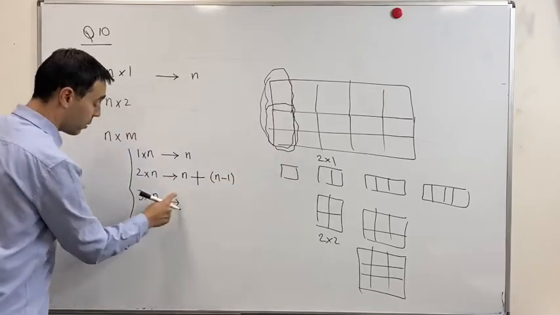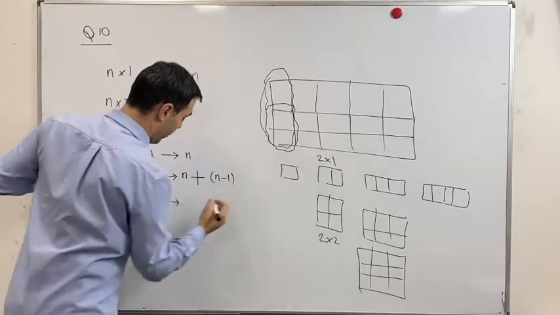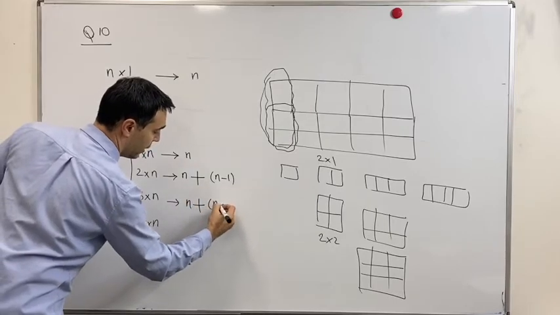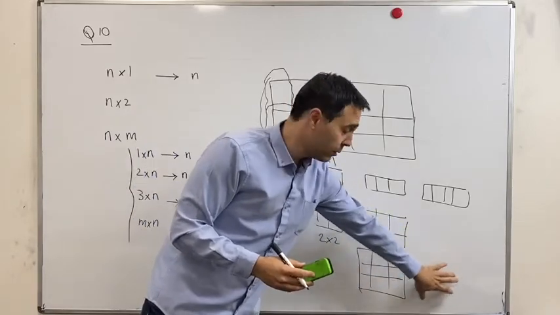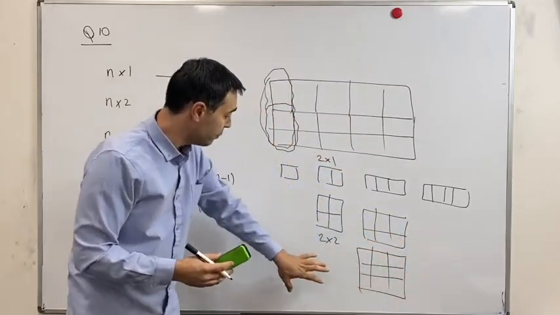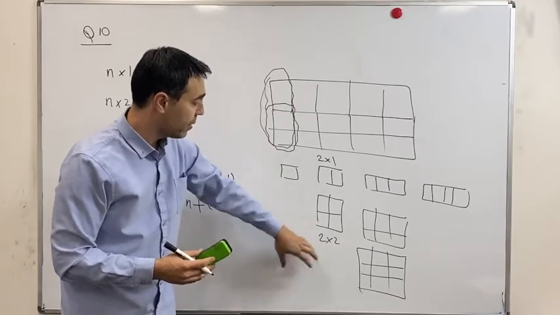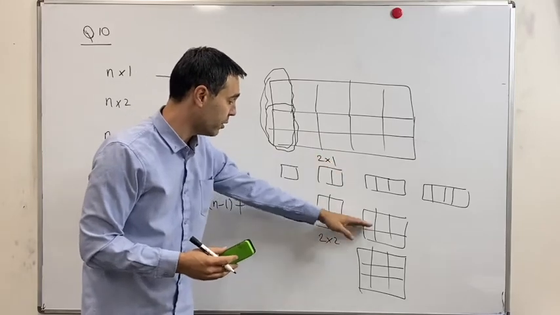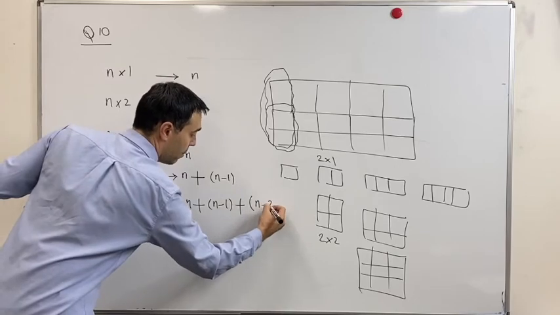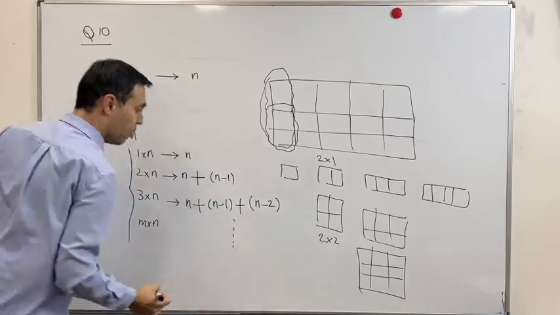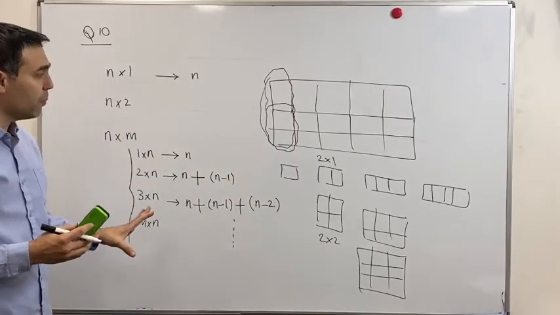Now, when you want to go with the third row, I have the previous counts, so let's just write them: n plus n minus 1 plus. Now, when you want to count the number of rectangles in the third row, you don't have this, and you don't have this. So you have to subtract two from the first row, or one from the second row. So what this becomes is n minus 2. And this just goes on and on. If you follow this approach, then the question becomes much easier.